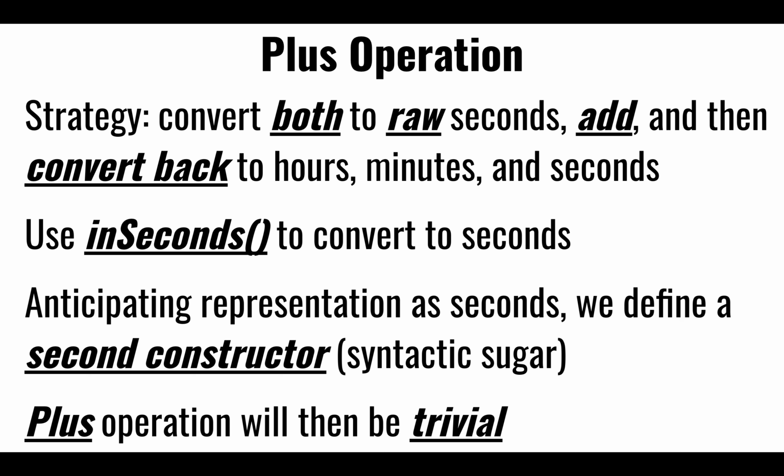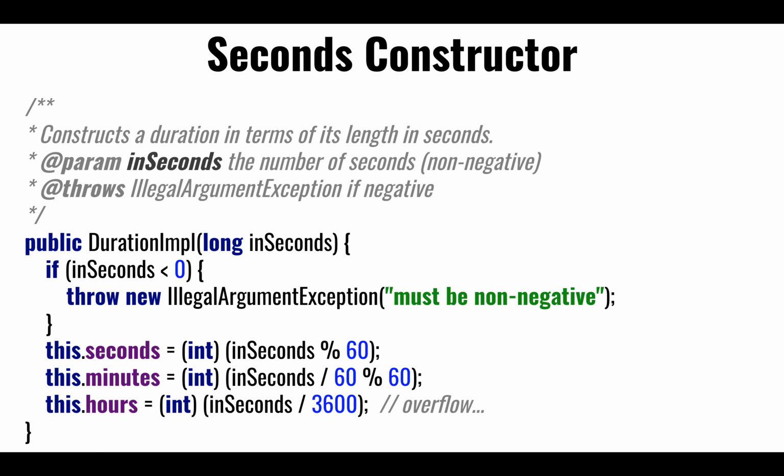Once we have the constructor, and we already have in seconds, it'll be very trivial to implement the plus operation in terms of these. So here it is. Here's the second constructor, our syntactic sugar constructor, that instead of taking hours, minutes, and seconds, takes seconds. And instead of doing the conversion from hours, minutes, and seconds down to seconds, this goes backwards. It takes these seconds, again checking to see that seconds is not negative, and does the conversion backwards into seconds, minutes, and hours, centralizing the conversion between these two representations, from the canonical representation into the more convenient hours, minutes, and seconds. Make sense? Once we have this, that's easy.